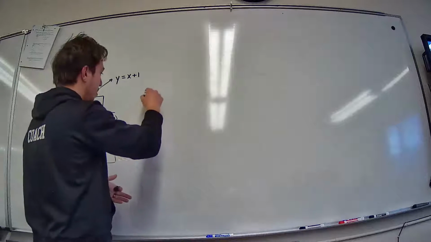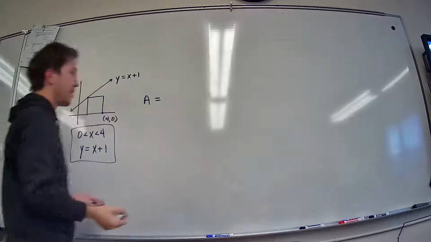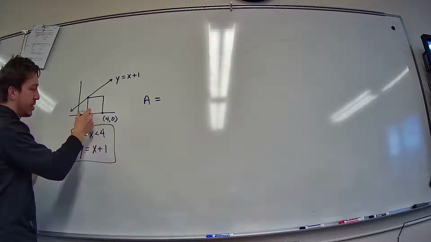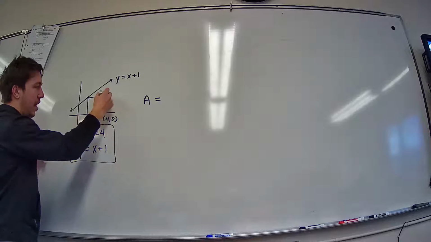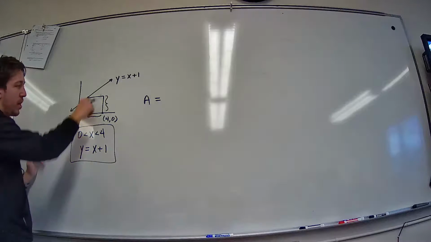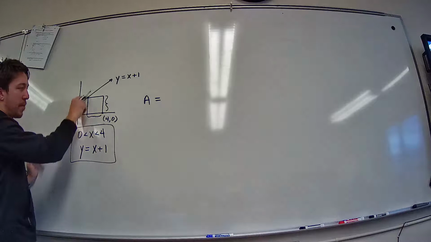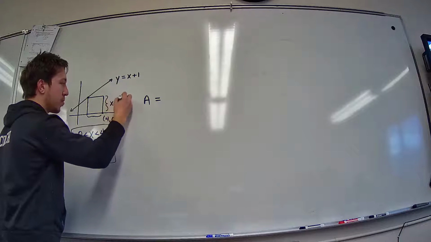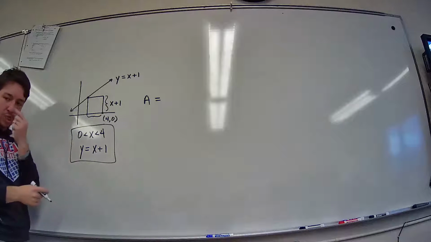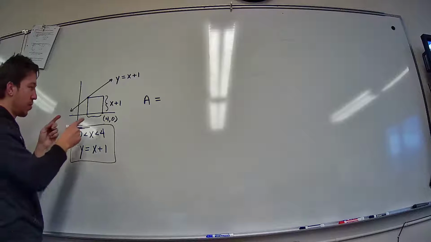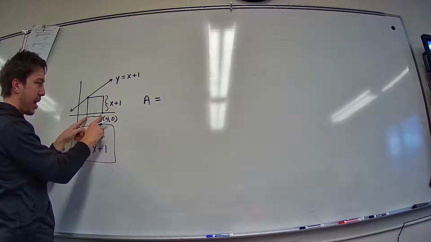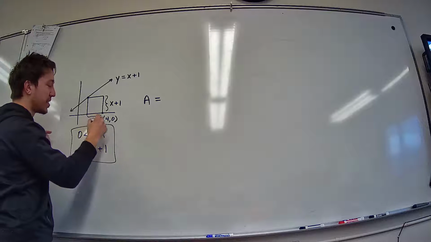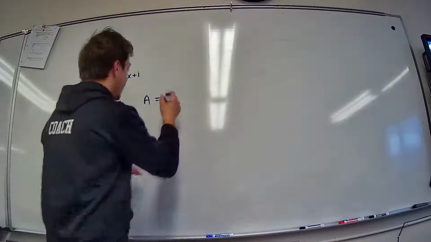What are we trying to optimize? The area. Be careful, because the area is this times this. The height is just the y value of that point, so x plus 1. But actually, what's the base of this rectangle? It's not x. This distance is x, so the base is 4 minus x.